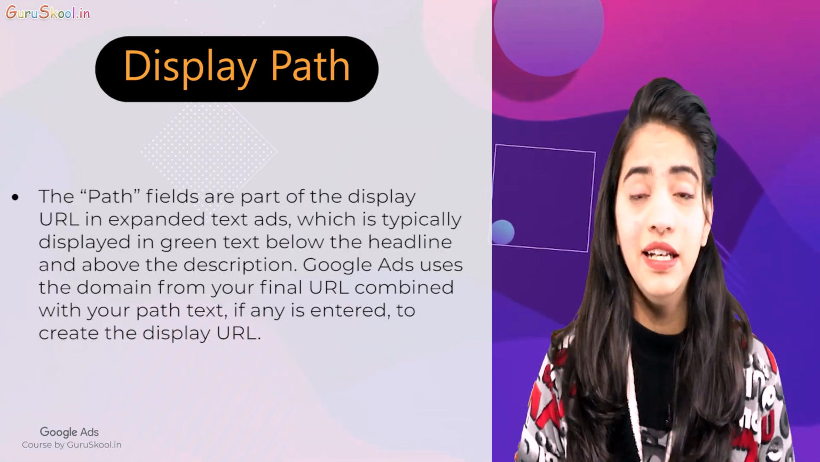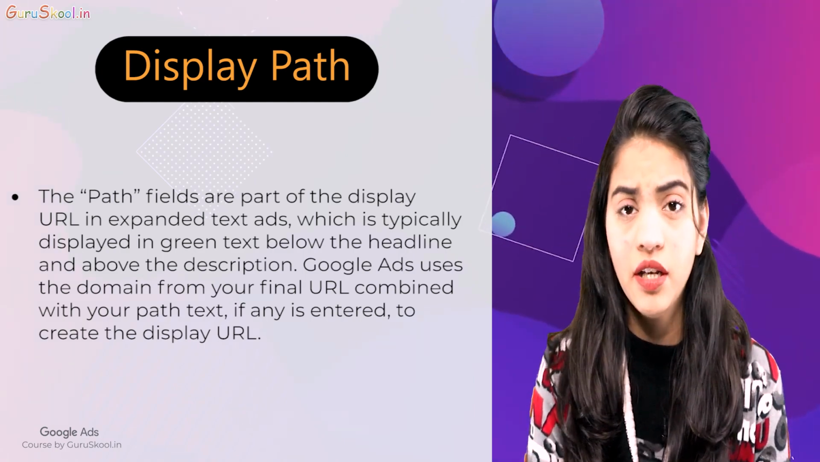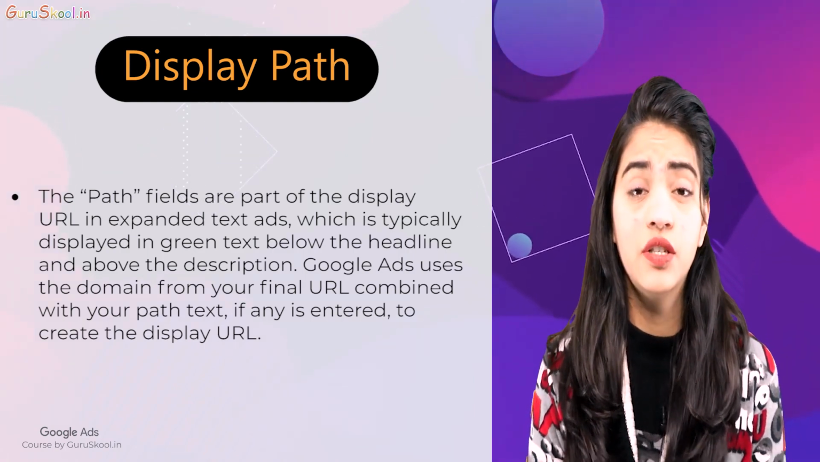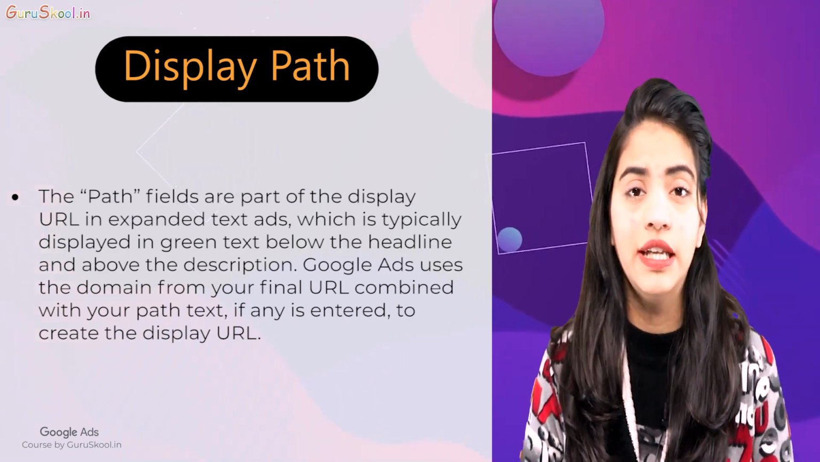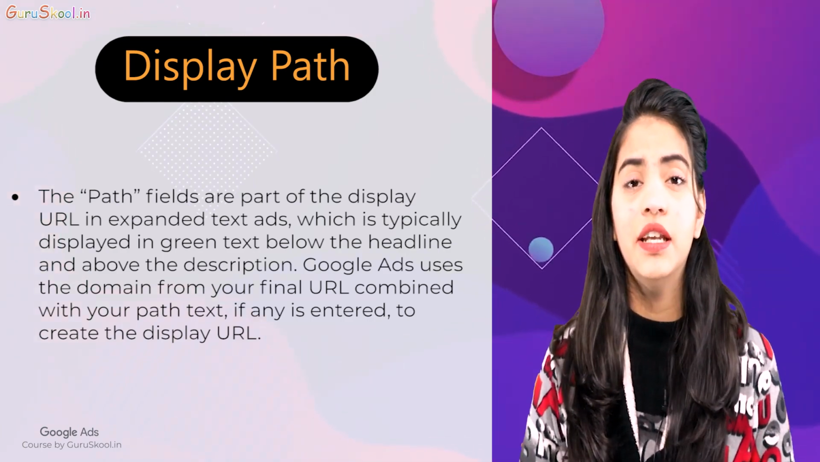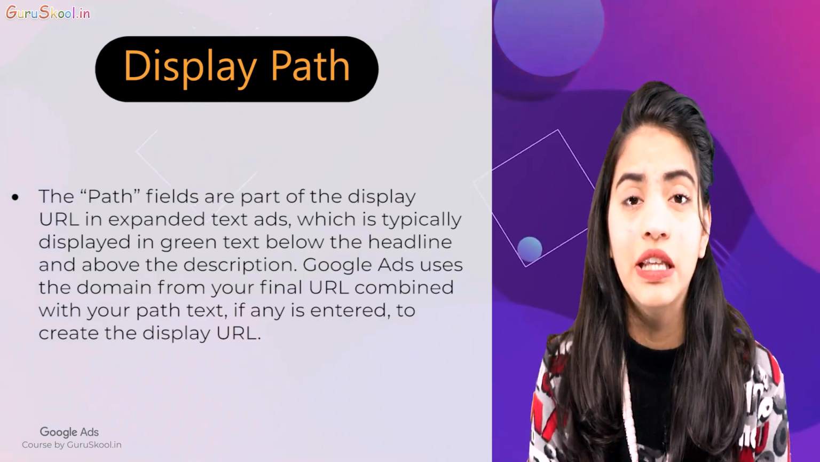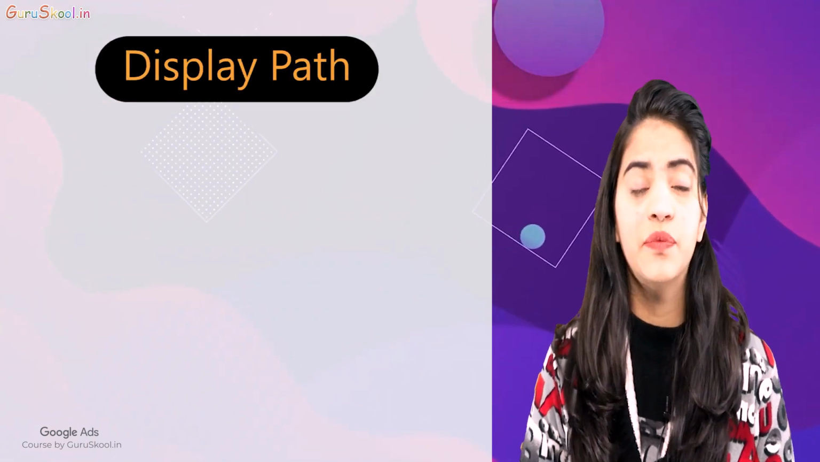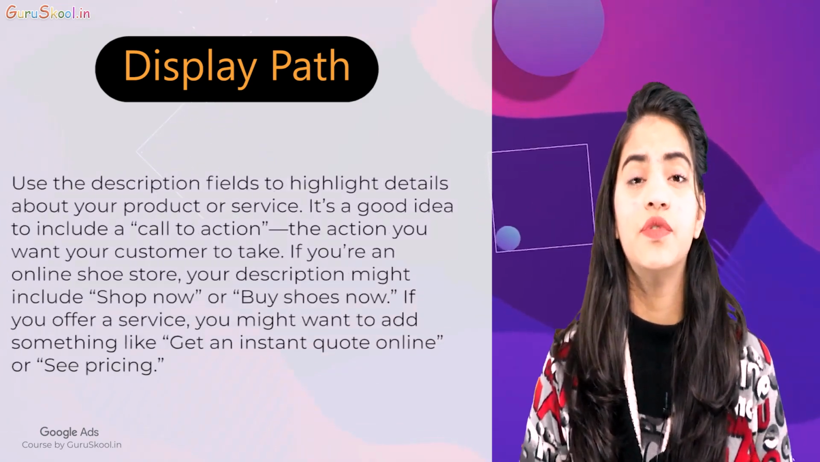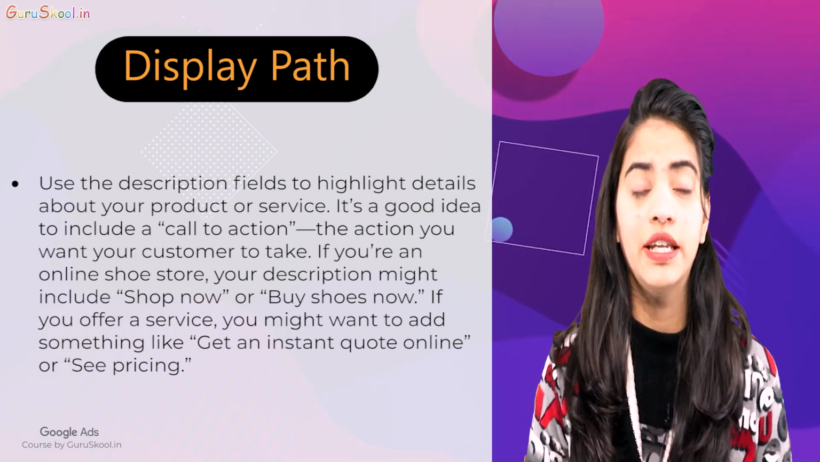And there are some character limits as well. In your final URL, there is no limit. Whereas in headlines 1, 2, and 3, there is a limit of 30 characters. You can only put 30 characters there. Similarly, in display path 1 and display path 2, the limit is 15 characters, no more than that. Then lastly, we have description 1 and description 2, where you can put 90 characters in each.